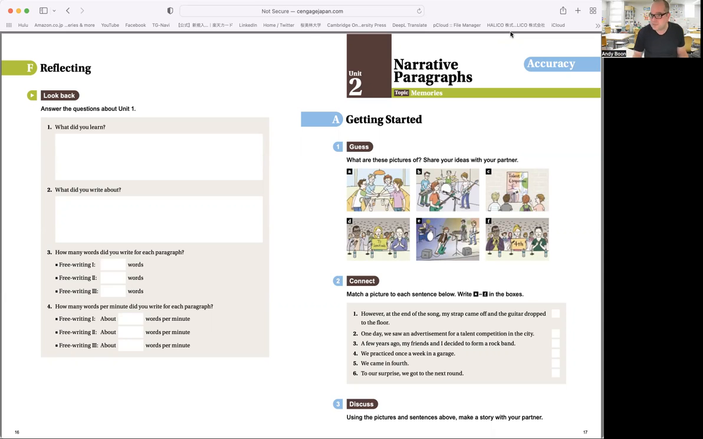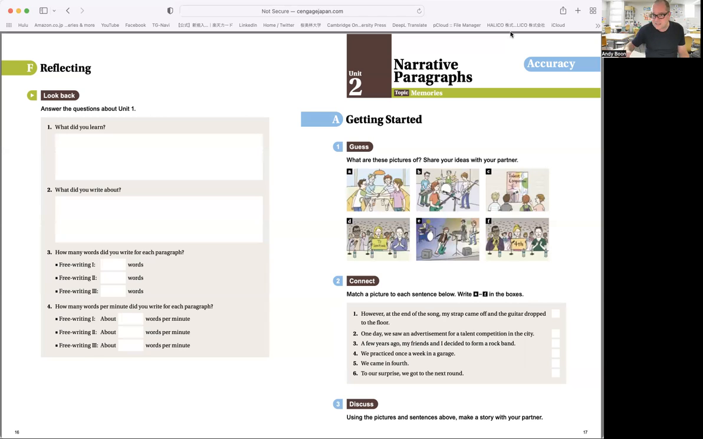Then we focus on topic sentence. There are 4 example topic sentences based on the model paragraph. Students can then try and write their own topic sentence based on their great memory, the one they're going to write about. Then we look at the supporting sentences in the model paragraph.